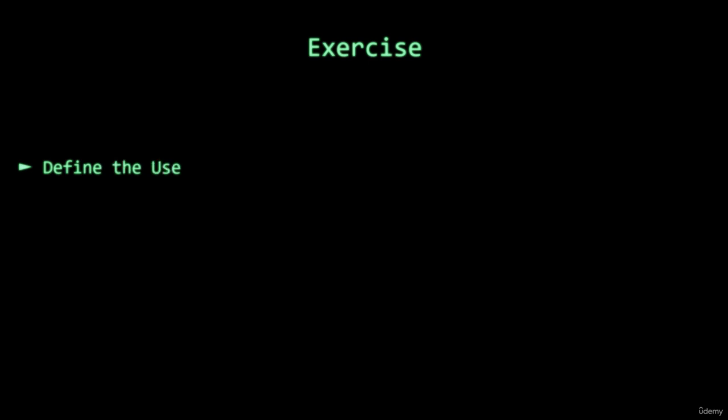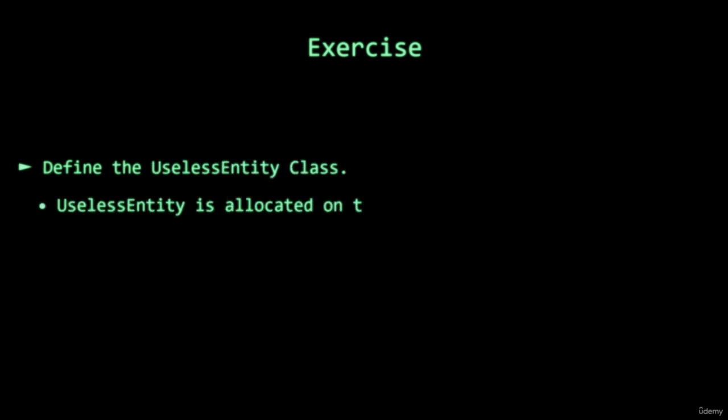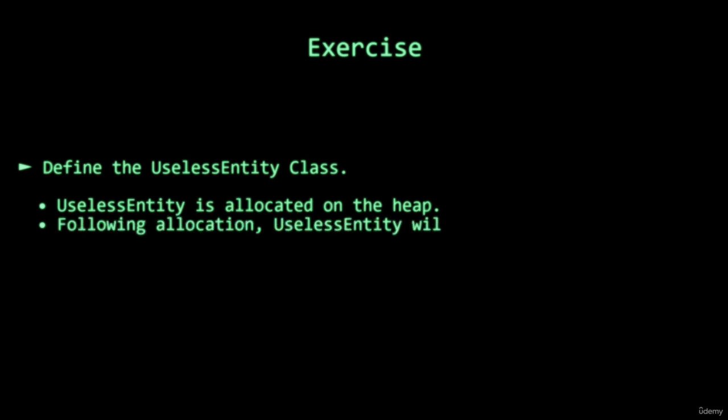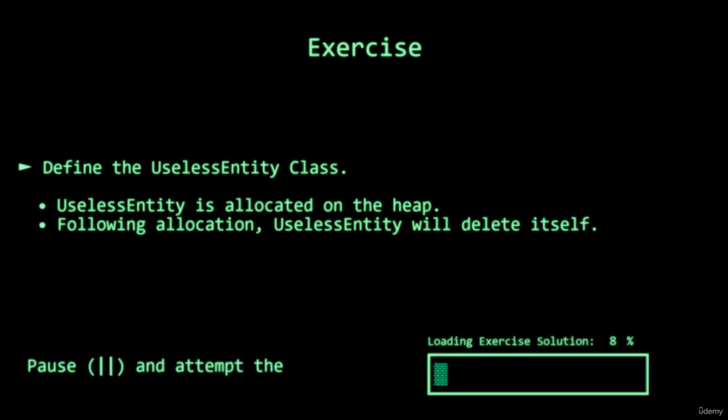For this exercise, go and define the useless entity class. The useless entity is allocated on the heap, and then following allocation, the useless entity will delete itself. In the constructor and destructor, you can do an appropriate console output statement. And then of course you want to test it and make sure it works properly. Alright, so pause the video, attempt this exercise, and when I come back I'll show you my implementation.